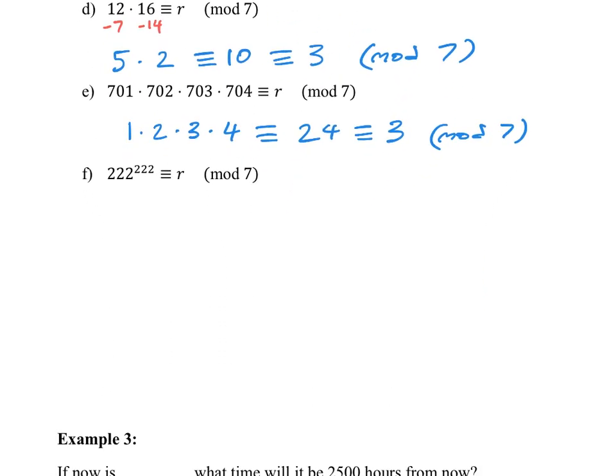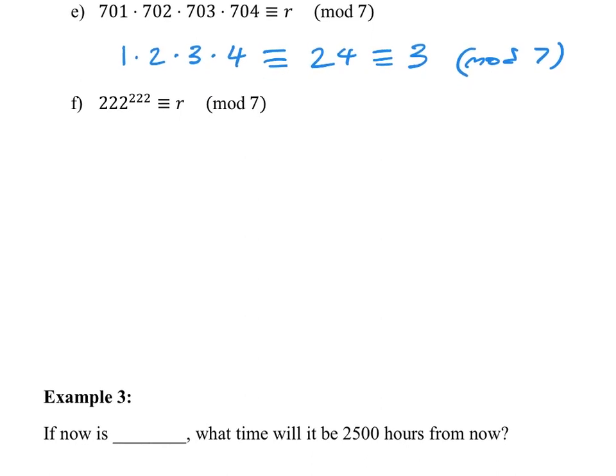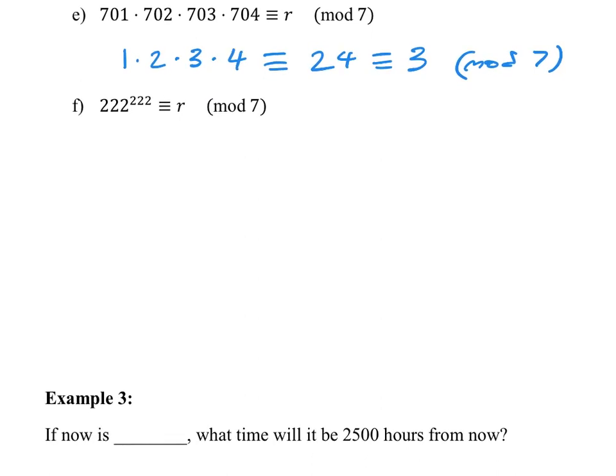Okay, so if we have to deal with this, what we can do is first reduce the base. So instead of multiplying 222 by itself a whole bunch of times, we'll just take 222 and reduce it to 5 in mod 7. You could use 5 as your base, like 5 times 5 times 5 a whole bunch of times. Or if you like, you could do minus 2. How about we use minus 2?